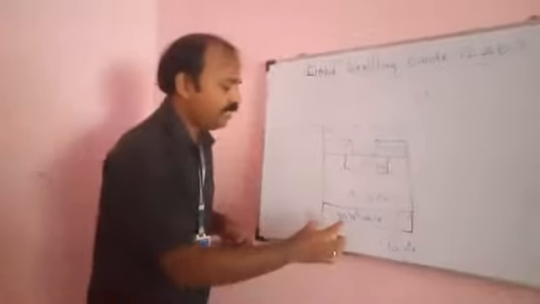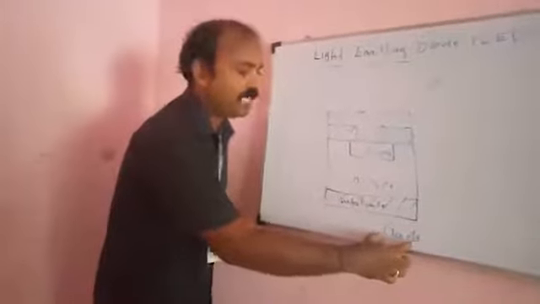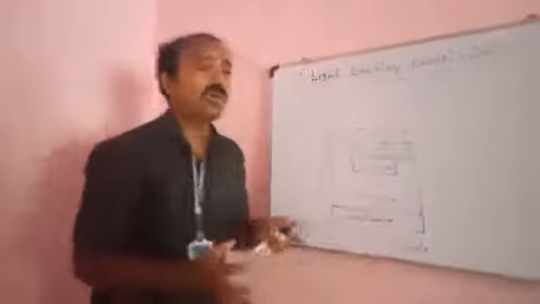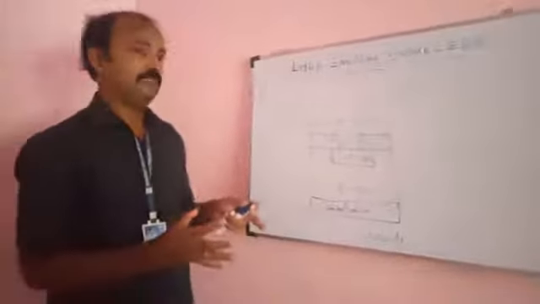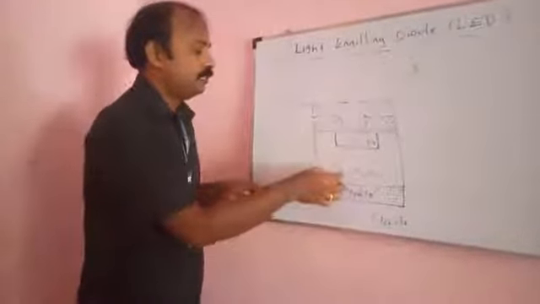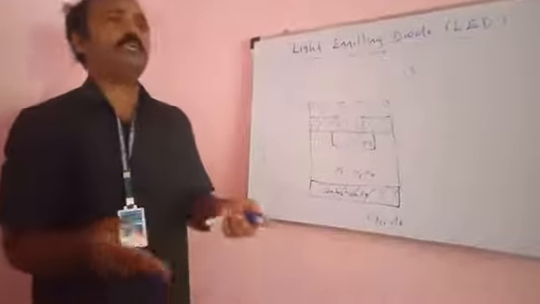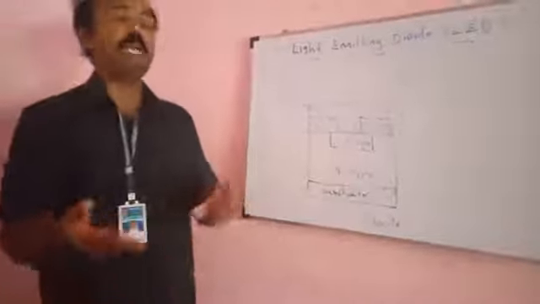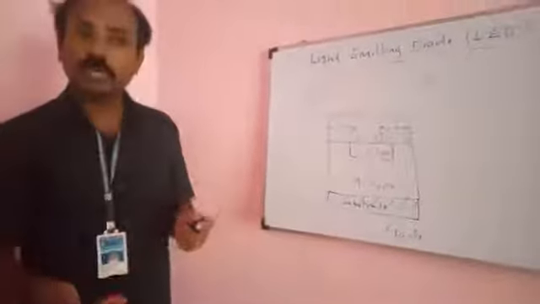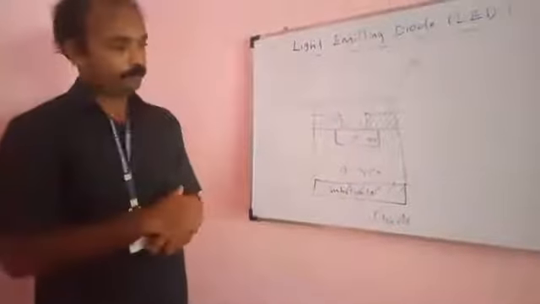The LED consists of a substrate made up of gallium arsenide. Over that, silicon semiconductors are grown, that is N-type semiconductor and P-type. That means silicon semiconductors are doped by suitable pentavalent and trivalent impurity, so that we form P-type and N-type semiconductor. Those two semiconductors are grown on this substrate.